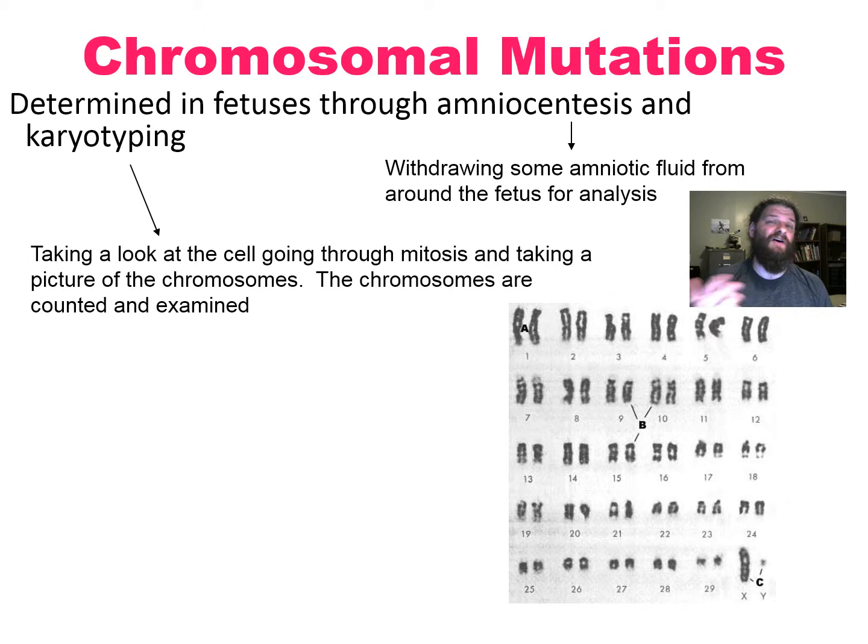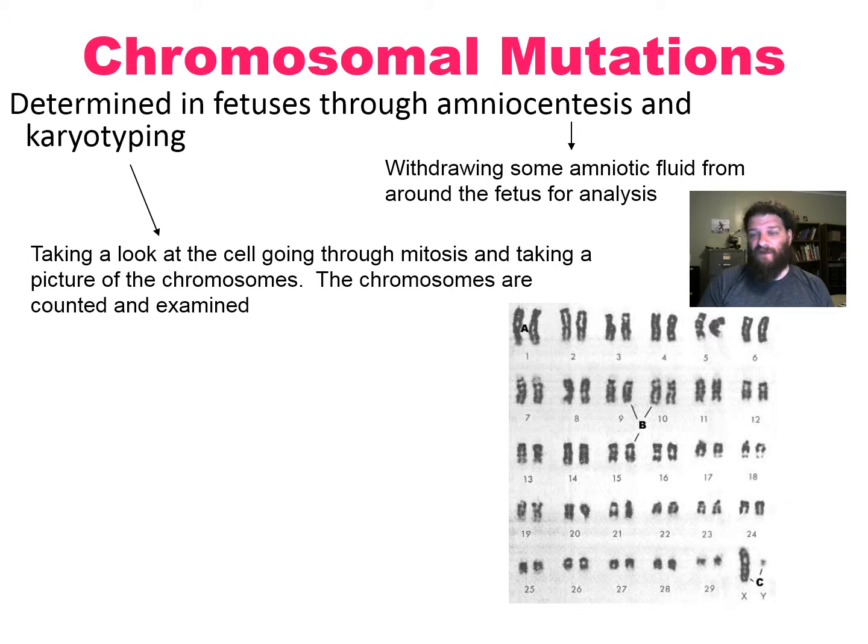Classically, the cells are collected through amniocentesis. This is where a needle is used to withdraw a little bit of amniotic fluid from surrounding the fetus, and that's where we find the cells to go through karyotyping.